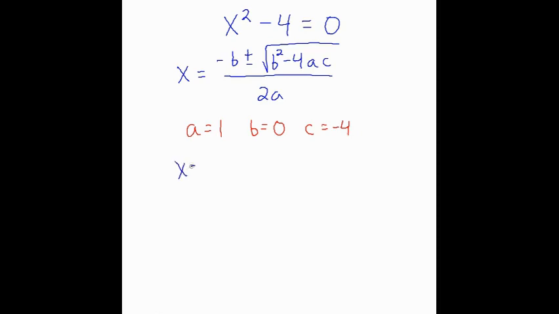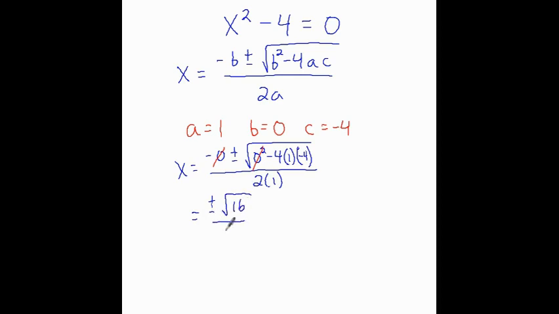So that's x equals -0 plus or minus the square root of 0 squared minus 4 times 1 times -4 all over 2 times 1. Okay, now let's go ahead and this will cancel, and this becomes positive 16. So you get plus or minus root 16 over 2, which is plus or minus 4 over 2, which is plus or minus 2, which is what you would expect to get.